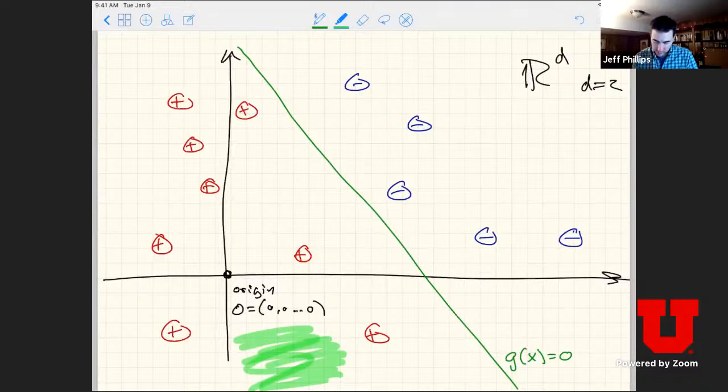This region is where g of x is greater than 0. And let's say this region over here is where g of x is less than 0, right? So there are these two regions, and on one side it's greater than 0, the other side it's less than 0. It's a linear function, and so the points where it is exactly 0 have to be a line. And how do we see this?